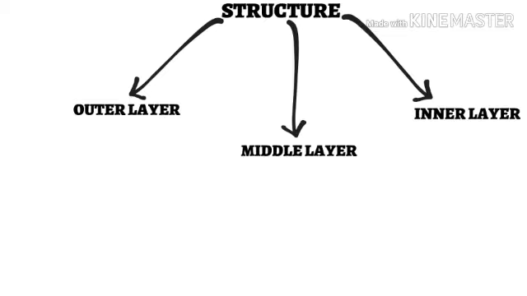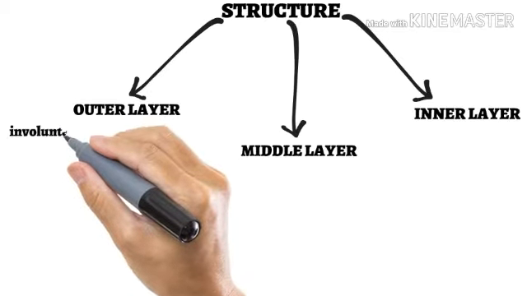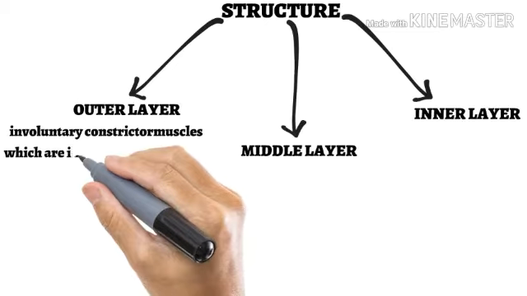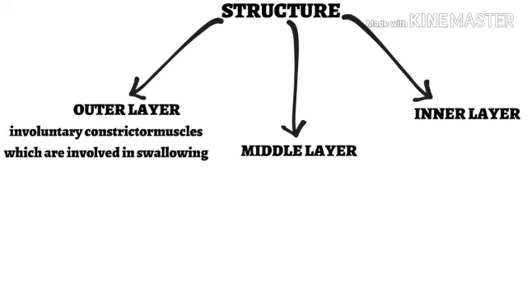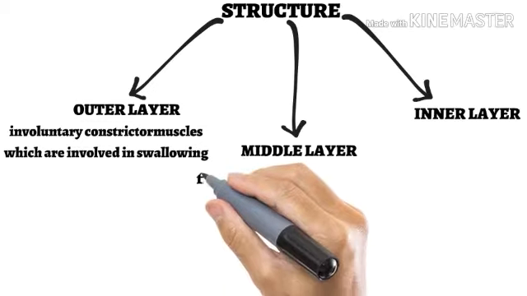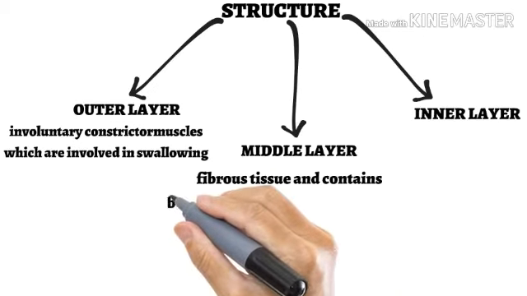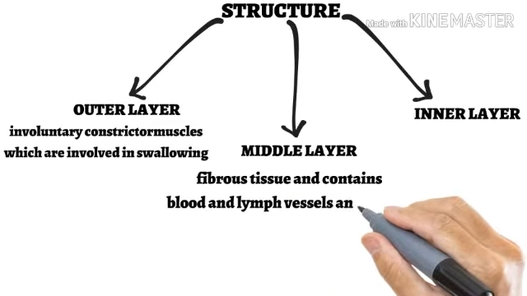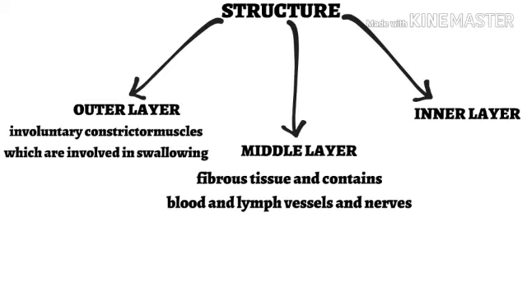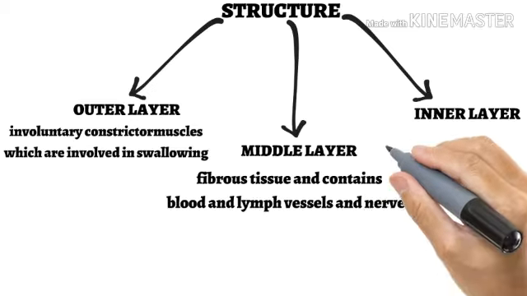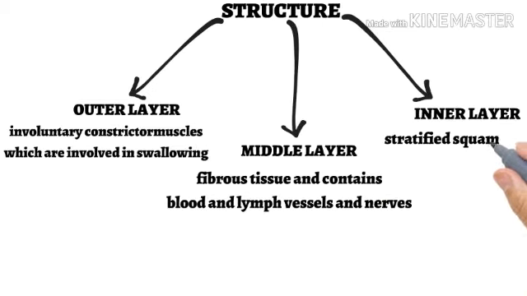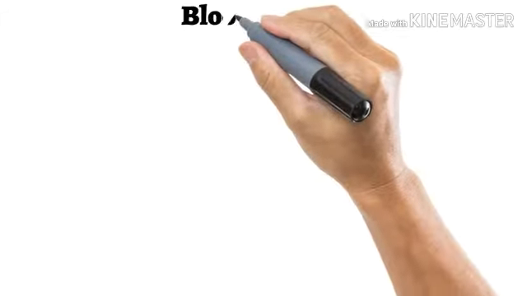The outer layer consists of involuntary constrictor muscles which are involved in swallowing. These constrictor muscles narrow the pharynx, thereby allowing it to move the bolus down to the esophagus. The middle layer consists of fibrous tissue and contains blood and lymph vessels, including nerves. So here is where the blood supply reaches the pharynx. The inner layer is made up of stratified squamous epithelium, which is a tissue. Stratified means it has a lot of layers. Squamous means it is smooth, and epithelium tells us it is a family of epithelial tissue.